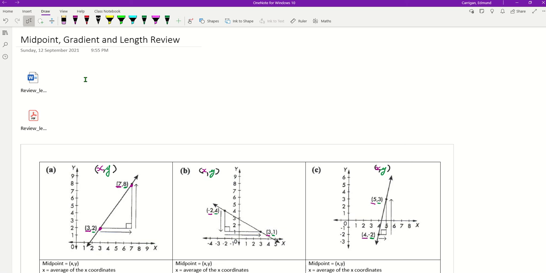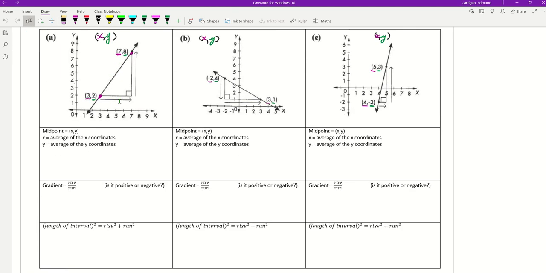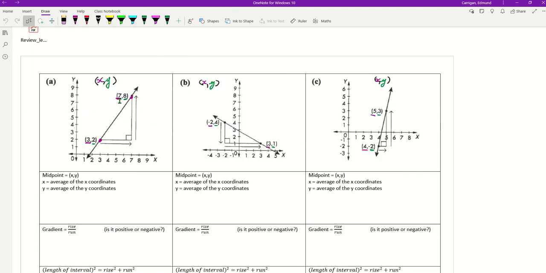Hello, Year 9. Today we are going to have a look at a midpoint, gradient and length review. So these are the first three things we did in this topic. We're going to review them today just because it's been a while and because they're probably three of the major things that we need to learn in this topic.